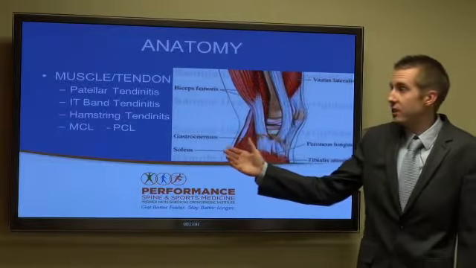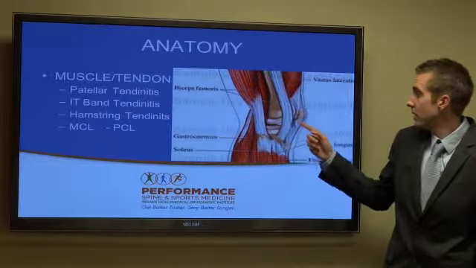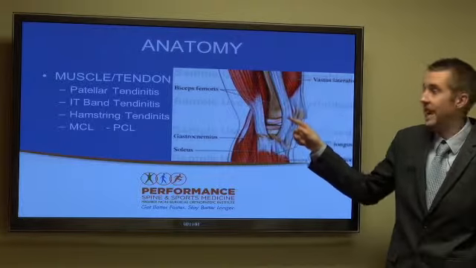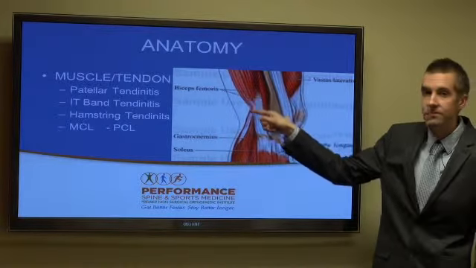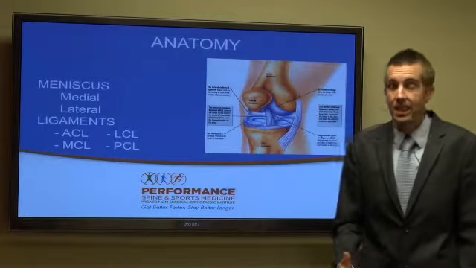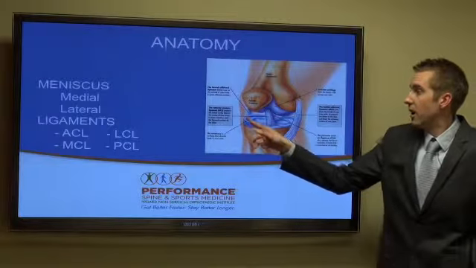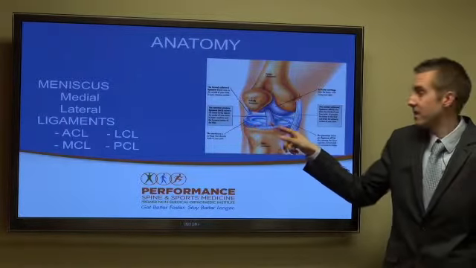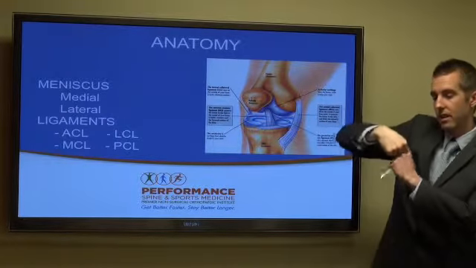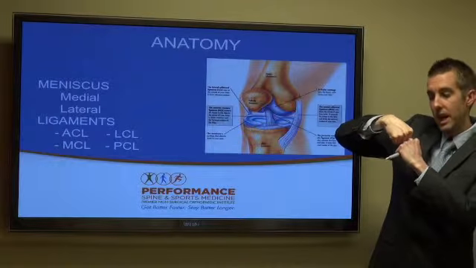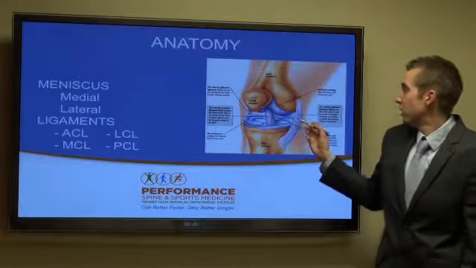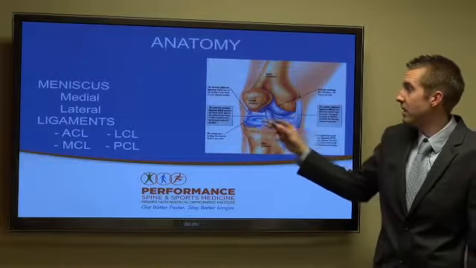For muscle tendon injuries, you can get patellar tendonitis, which is inflammation of the tendon in the front of the knee, IT band syndrome, which is on the outside of the knee, and hamstring tendonitis as well. If you're looking at the meniscus and the ligament structures of the knee, the meniscus is the cartilage that lines the top of the tibia bone, and you also have your ACL, which keeps the thigh bone and the tibia in line and prevents any type of anterior translation of the tibia on the femur. You also have your MCL, medial collateral ligament, and your LCL.